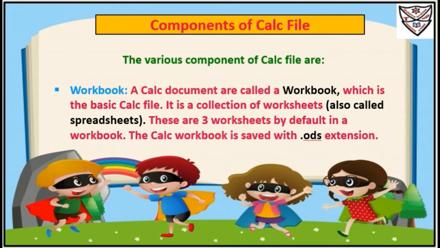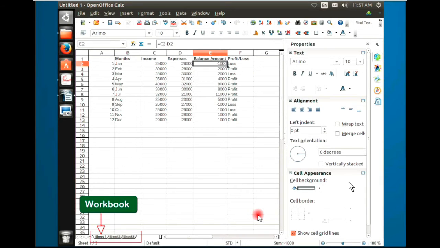Components of a Calc file. The various components of a Calc file are: first, workbook. A Calc document is called a workbook, which is the basic Calc file. It is a collection of worksheets, also called spreadsheets. There are 3 worksheets by default in a workbook. The Calc workbook is saved with the .ods extension.